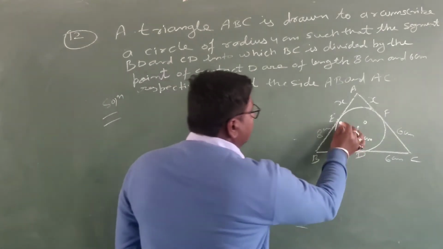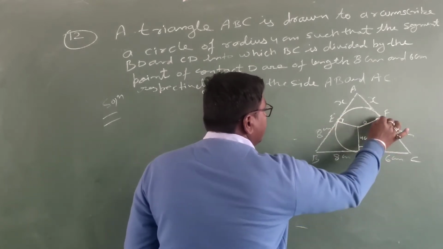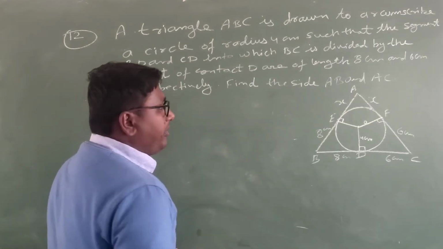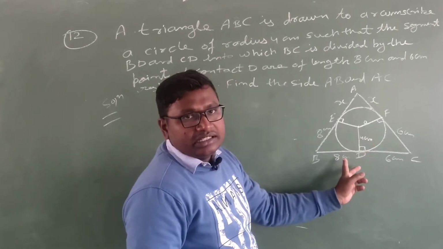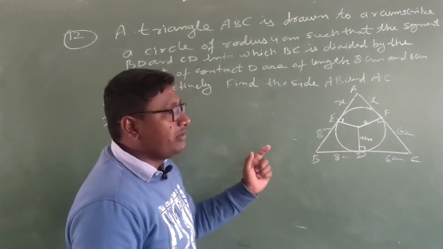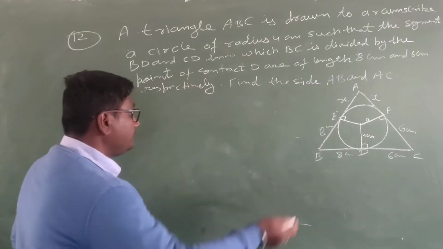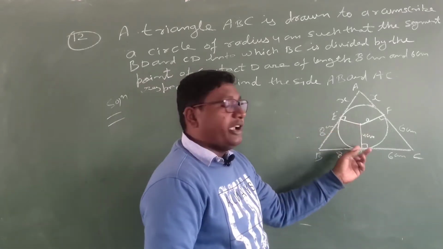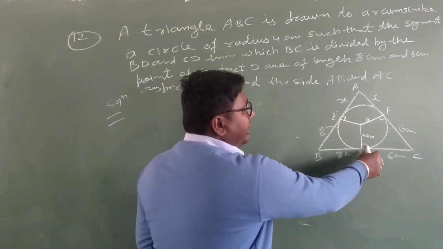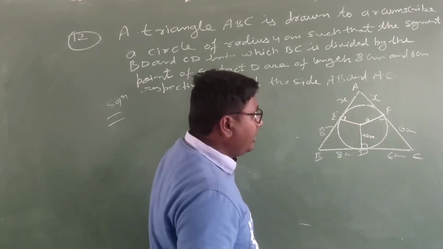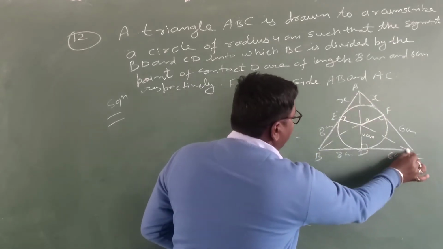Now we need to do a construction like this. So this will be 90 degree, this is also 90 degree, this is also 90 degree. Why is this 90 degree? Because tangent is always perpendicular to the radius. Since the radius is always perpendicular to the tangent, the angle here will be 90 degree. This angle will also be 90 degree, and this angle will also be 90 degree. And now join this also.